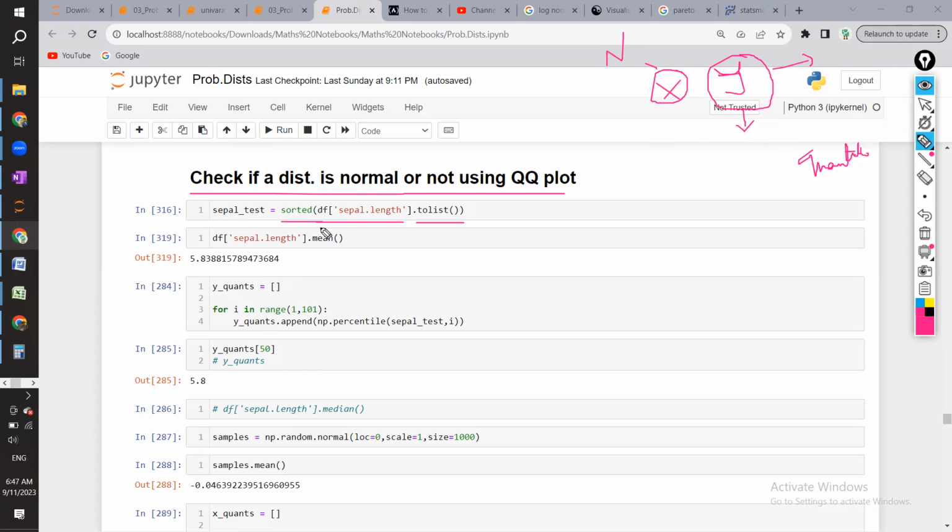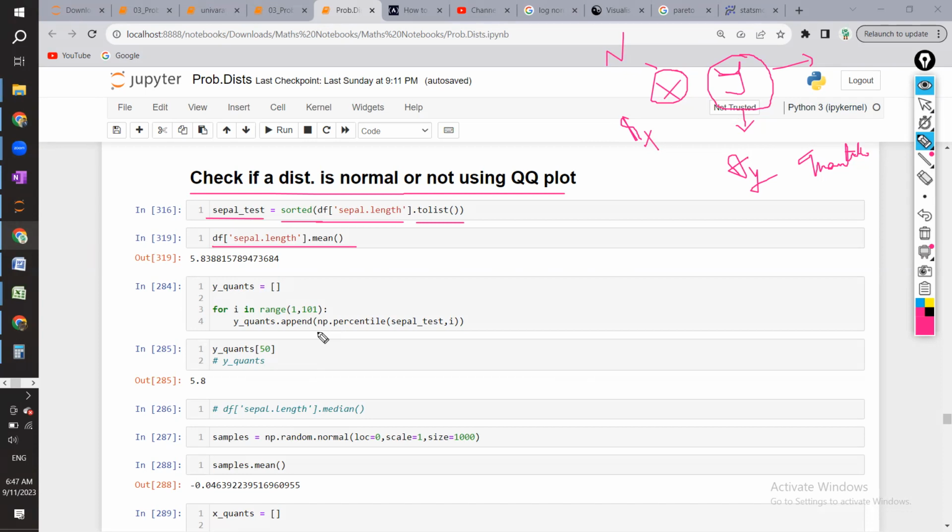So I need to find out the quantiles of Y, and also the quantiles of X. How do we find a quantile? Just take the data set, convert it into a list, get the sepal length and find the mean. Fine. So now how will we get the quantiles, guys?